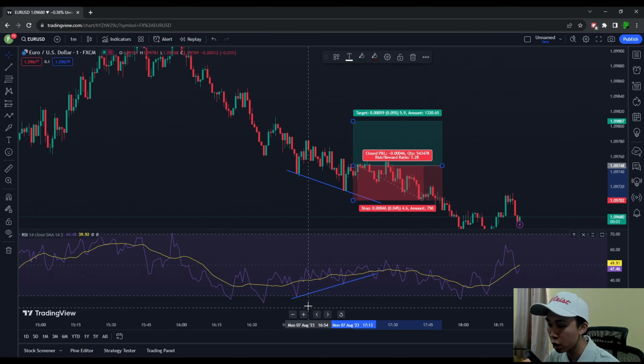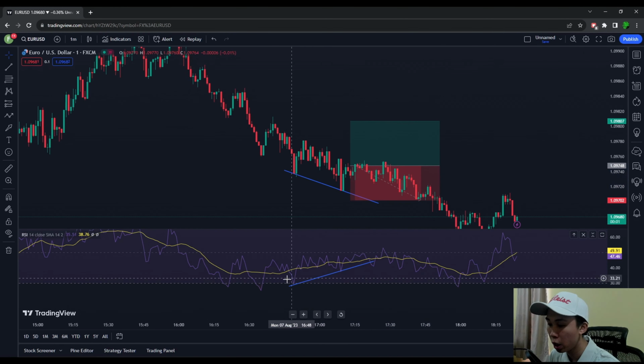One of the reasons was because the divergence that you have spotted did not occur in the oversold level. Yes, although the first point occurred in the oversold level, the second point wasn't. The second point was very close to the 50 level. That is why this divergence is not valid. Let's have a look at another failed example of divergence.